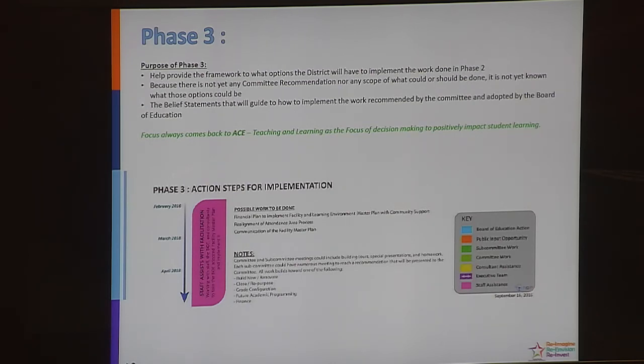So the implementation, we'll know more as we get to April on what that could look like. Is it something that you have to go out for a bond referendum? Do we hear something from the legislature that you can extend your SAVE funds? How much would that be? Is there some allowable growth? Those types of elements will start to factor into what we may need to do when we get to the end of this process in October.